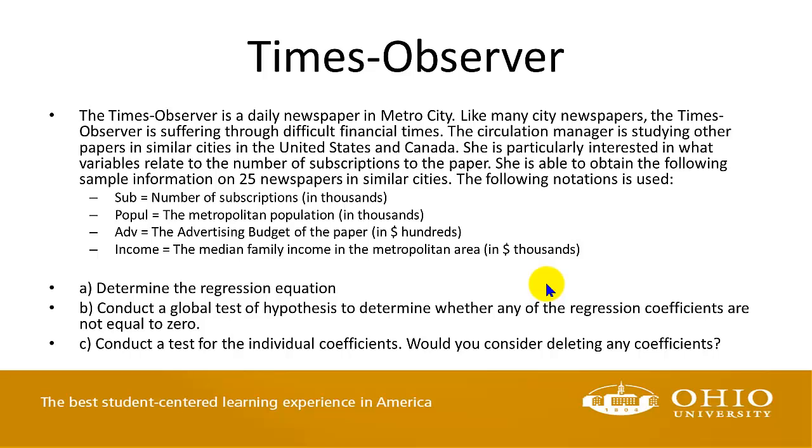She is able to obtain the following information on 25 newspapers in similar cities. The following notations are used. Sub is the abbreviated form of the number of subscriptions in thousands. Population is the metropolitan population, in thousands. Advertising budget is abbreviated to ADV. It's also in terms of hundreds of dollars. And finally, income is the median family income in the metropolitan areas where the data is collected, in thousands of dollars. So for this particular analysis, we're going to use multi-regression analysis.